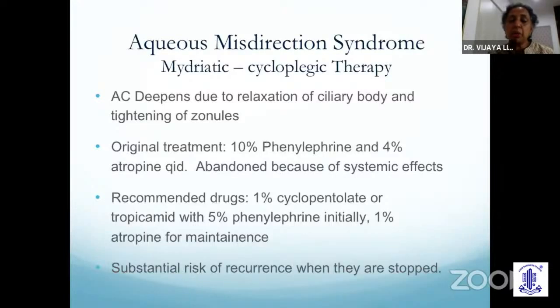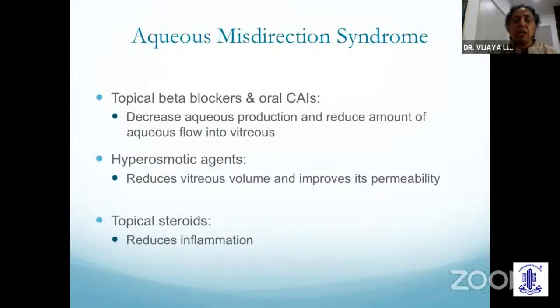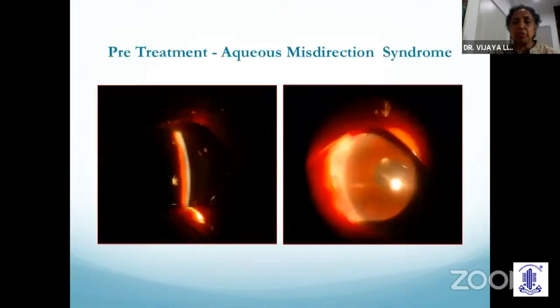Sometimes we may have to keep patients on cycloplegics for longer periods of time, and control the intraocular pressure with beta blockers. One may have to consider hyperosmotic agents if the pressure is very high, basically to reduce the vitreous volume and improve its permeability. So IV mannitol is recommended. These eyes are likely to have a lot of inflammation, so use topical steroids to reduce inflammation.